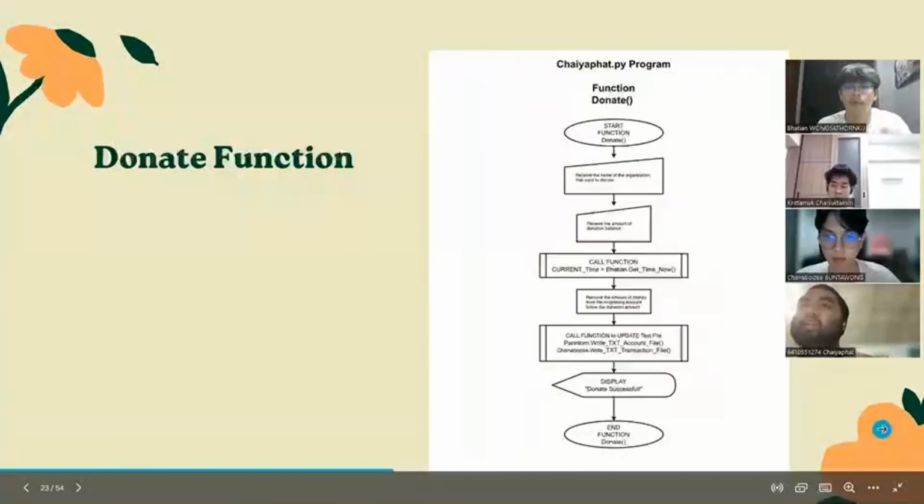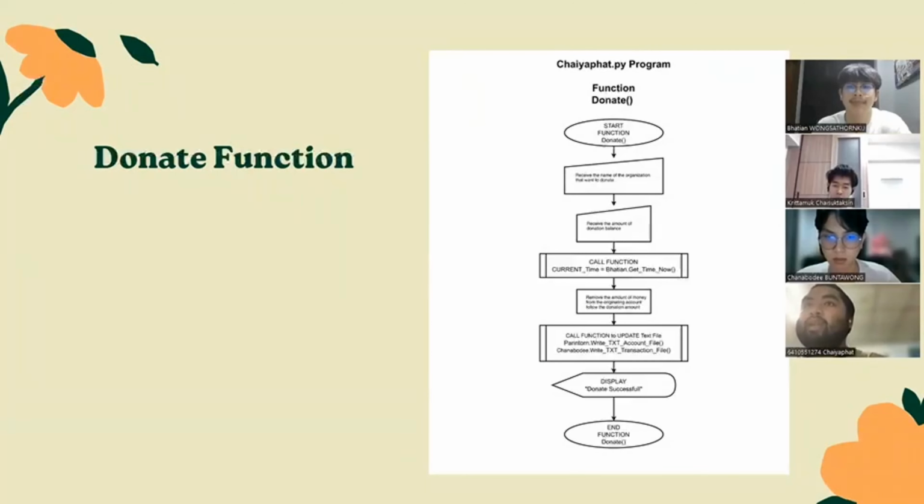Next, the donate function. Begin by prompting the user to enter the name of the organization they wish to donate to, followed by entering the desired donation amount. The system then assigns the current time to a variable, using the function datetime now. Subsequently, the system transfers the donation amount from the main account to the desired donation account. The function then updates the transaction and account record. Once the transaction is complete, the system displays the message donate successful.